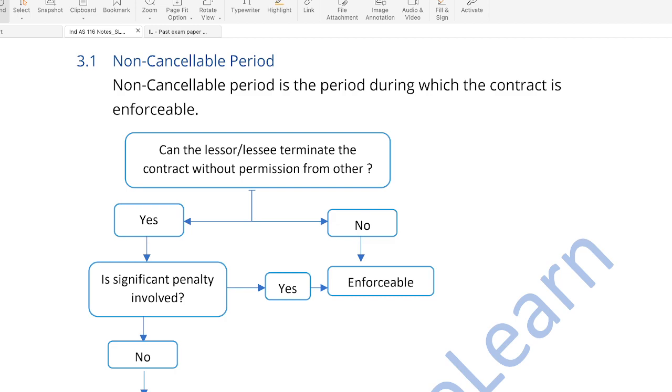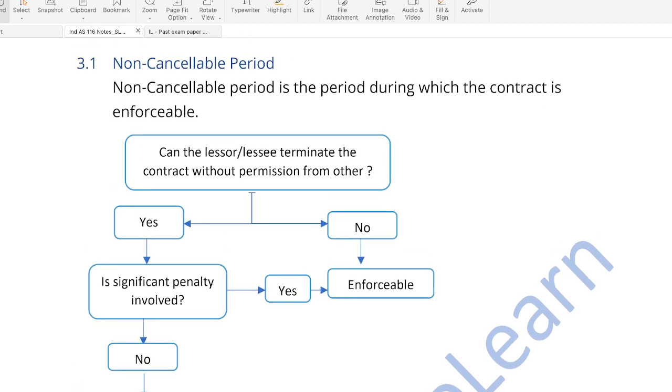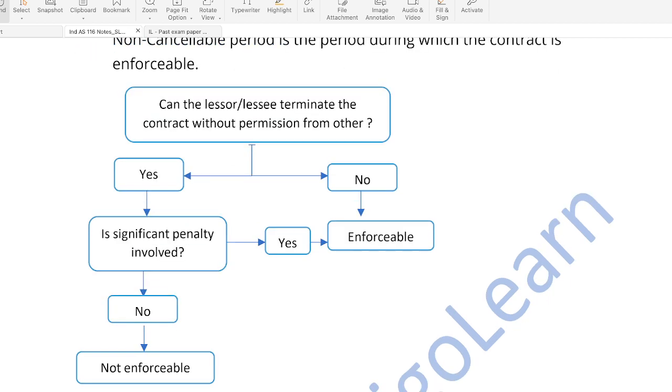Then discussing about this non-cancelable period. The way we need to check is, can the lessor or the lessee terminate the contract? If they can terminate, and if there is significant penalty, then it is an enforceable lease, and that will be the non-cancelable period. If there is no penalty involved, or the penalty is not significant, then it is not a non-cancelable period.